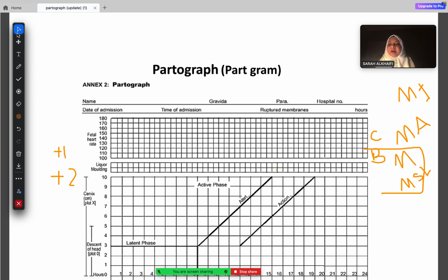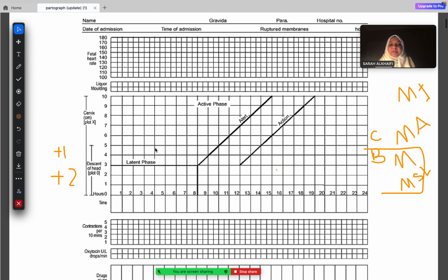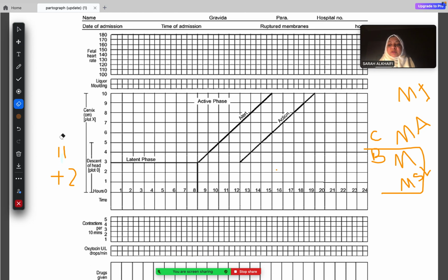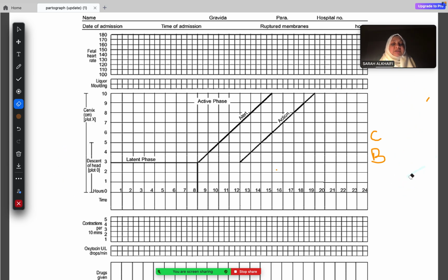Okay, so how about the other part of the partograph? We're going to talk about the most important part of the partograph, which is the cervical dilatation and the head station and so on. I'm going to talk in a little bit of technical detail here. So here, you can see the cervical dilatation, and it's marked as X. So when we plot the cervical dilatation reading, we write X. And when we plot the findings about head station or descent, we use a circle.